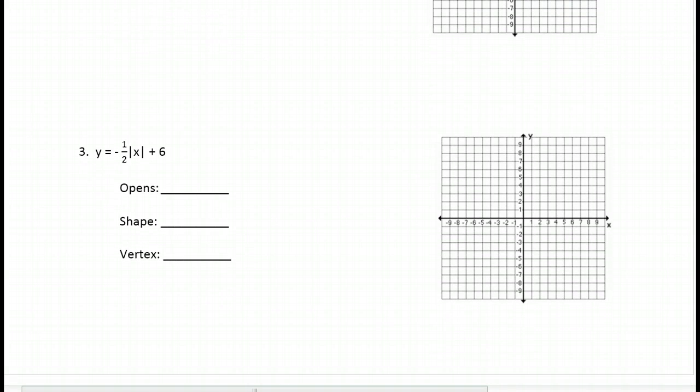So number 3, I would like you to do this on your own. Make sure you come to class the next time we meet with this graph, all this stuff filled in and the graph fully completed, and we'll talk about it when we see each other next. See you then.